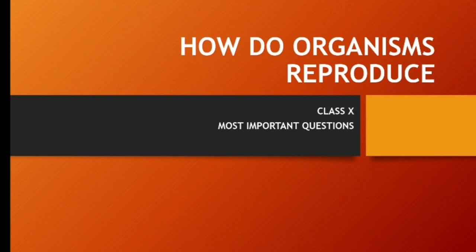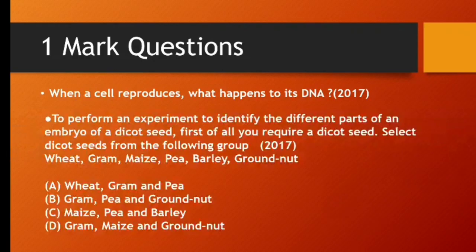How Do Organisms Reproduce? These are the questions that I have taken from previous year's question papers, starting from 2017 to 2020. So let's get started. In 1 mark they have asked about a cell. When a cell reproduces, what happens to its DNA? It is asked for 1 mark.